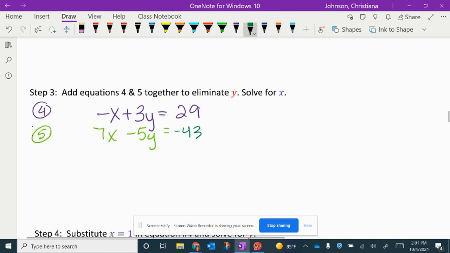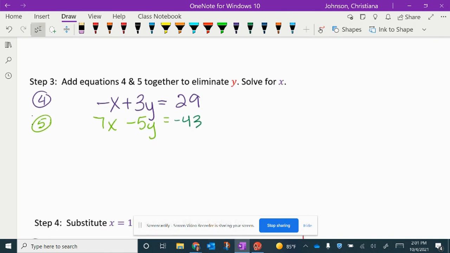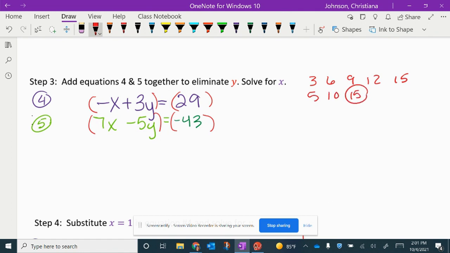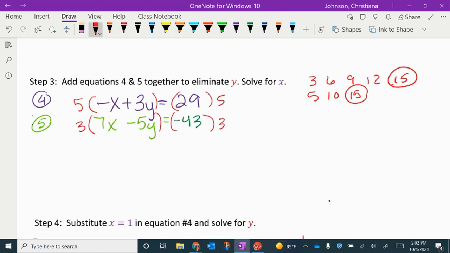Okay, so now we're going to try to eliminate the y's, and again, this time we're going to have to multiply the top and the bottom equations by the least common multiple. So for the 3's and the 5's, we have 3, 6, 9, 12, 15, and 5, 10, 15. So the 15 is what they have in common, and that's what we're trying to change the 3 and the 5 to. So first, we have to multiply 3 times 5 to get 15, and 5 times 3 to get 15. So that's what we're going to do.